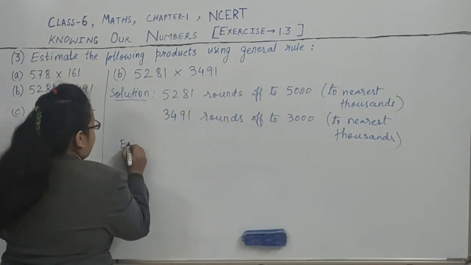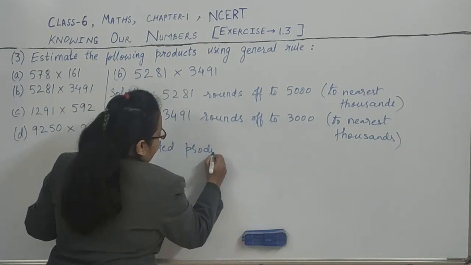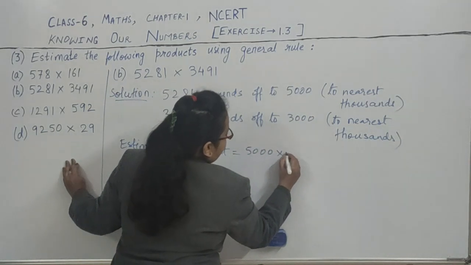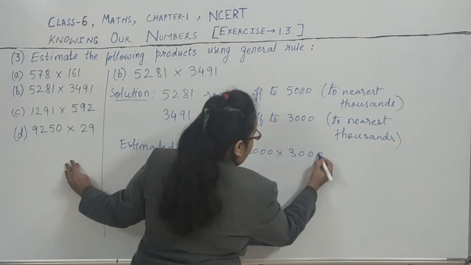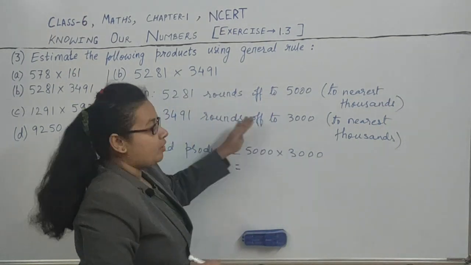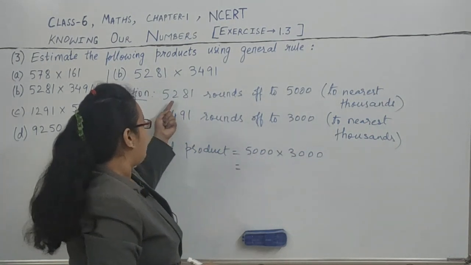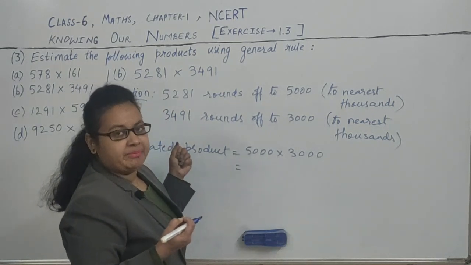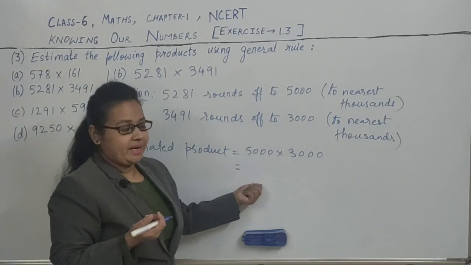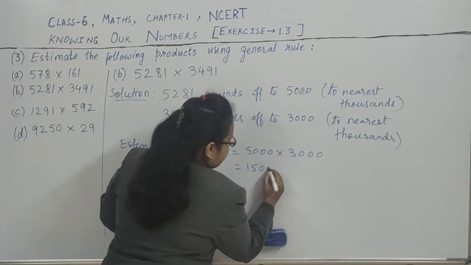Now the estimated product will be this into this, 5000 into 3000. See, now very easily, by rounding off these numbers, after rounding off we can very easily multiply the numbers. But if we go for the actual multiplication, it will take a little time. So when we don't have time or we want a very quick answer, we can do the estimation. Okay. So now we will multiply 5 into 3 is 15 and 3 zeros, 3 zeros. So these 6 zeros will come here.